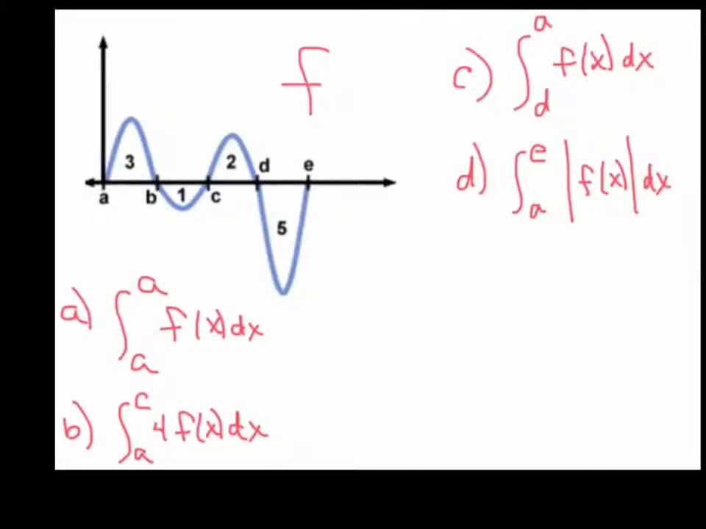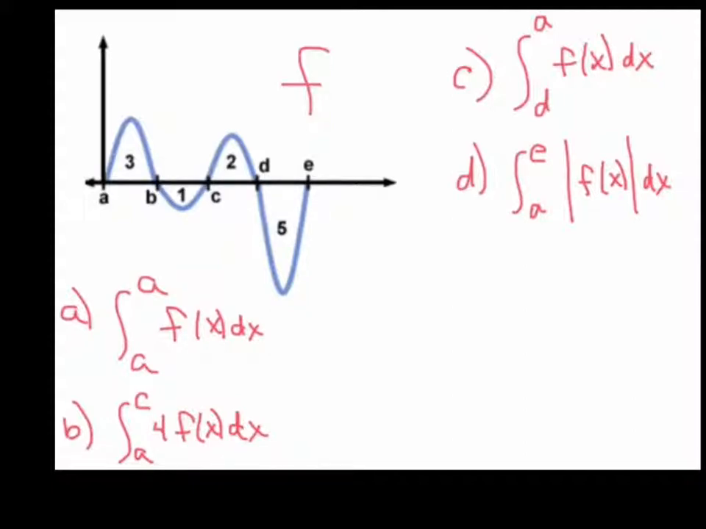Okay, we're going to try a few examples using these properties. And what you have here is a graph of f, and they have already highlighted for you the areas under the curve. So they're saying that the area between A and B is 3, the area between B and C is 1, between C and D is 2, and between D and E is 5. So they're giving you those areas trapped between the curve and the x-axis. Okay, so we're going to go ahead and evaluate these, again stressing our new properties that we just learned.